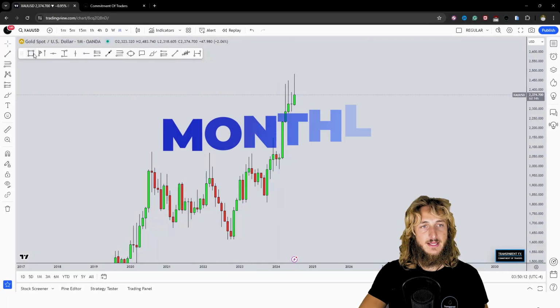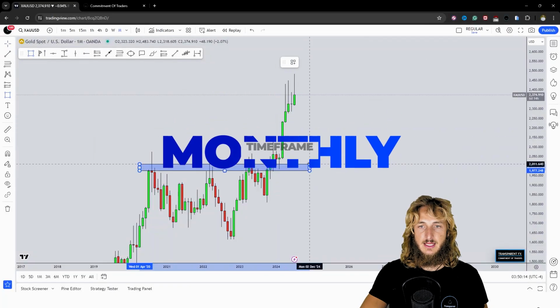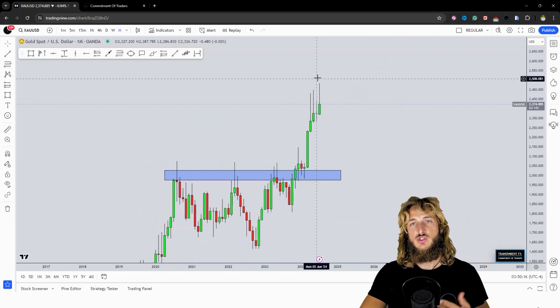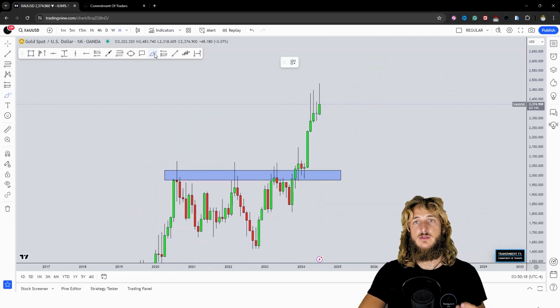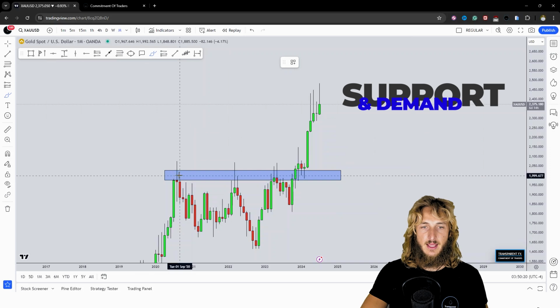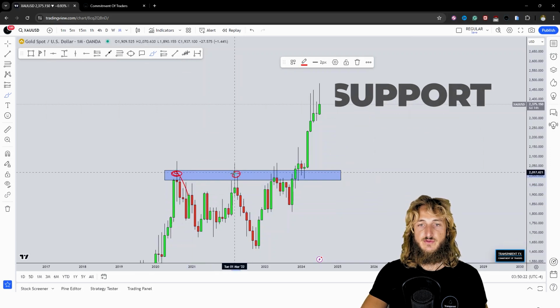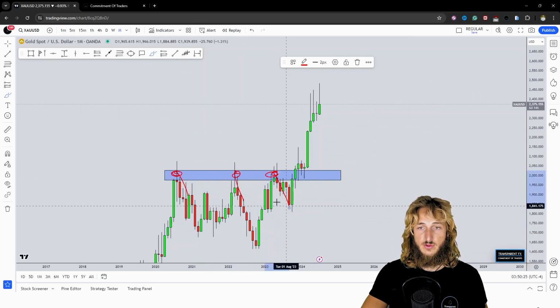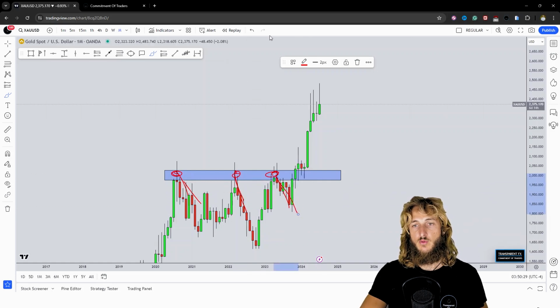Starting here from the monthly time frame, what we can see is that at the moment we have a market which is rejecting to the upside a quite strong historical support and demand area. From here, all these previous rejections to the downside were created. So every time that the market tested this zone, it got rejected to the downside quite aggressively.